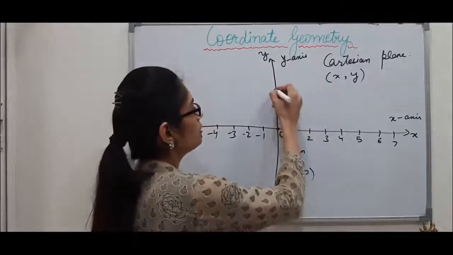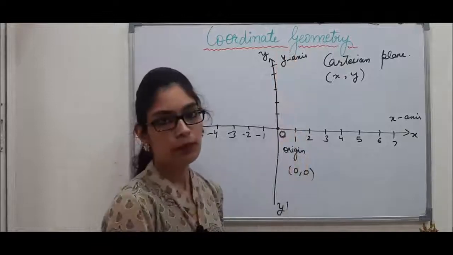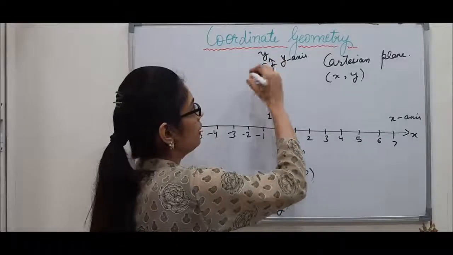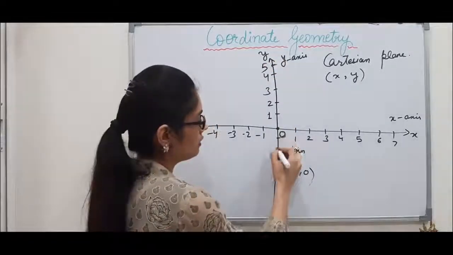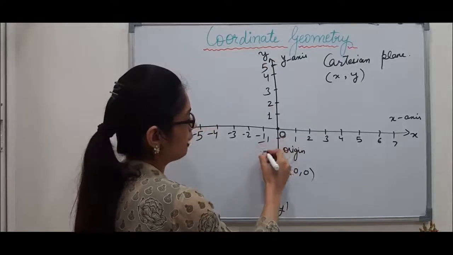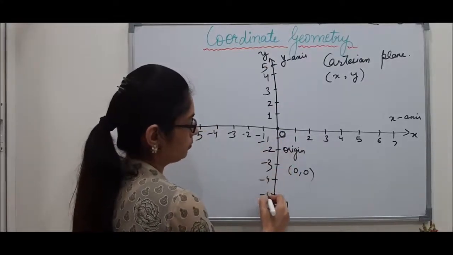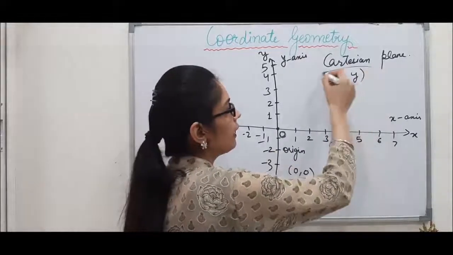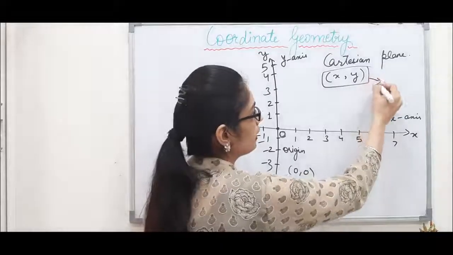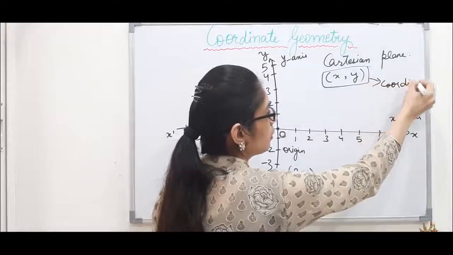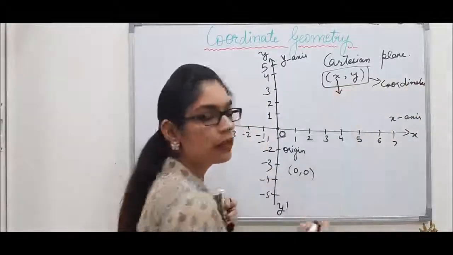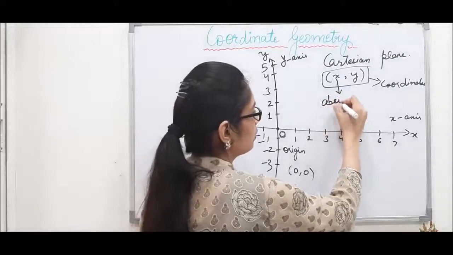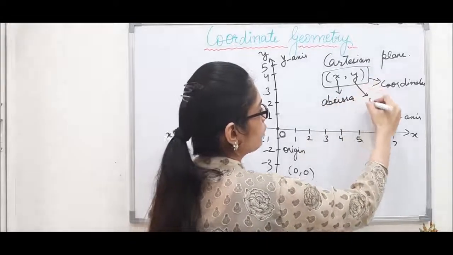Now this upward side of the y-axis has positive values of y. This side has negative values of y. I have already discussed that x and y together are known as coordinates. The value of x, or point x, is known by the word abscissa, and y is known as the ordinate.